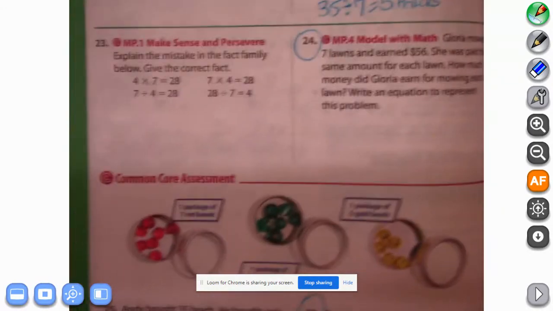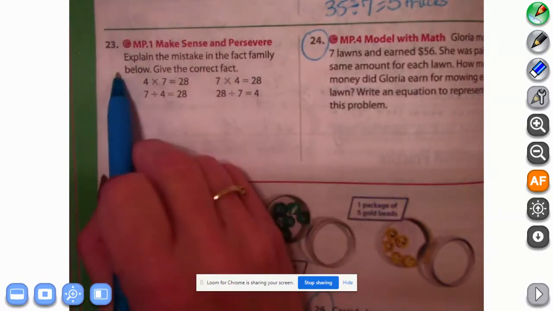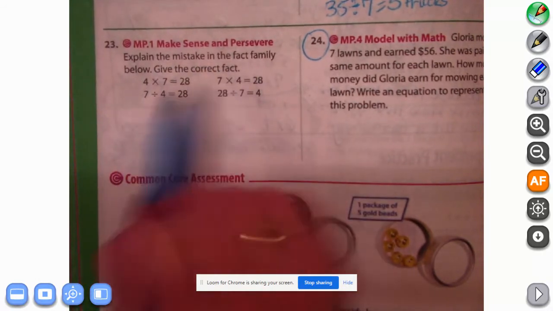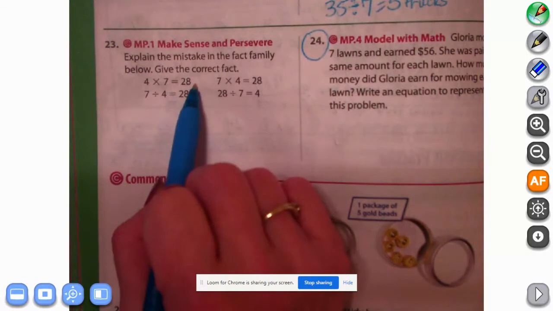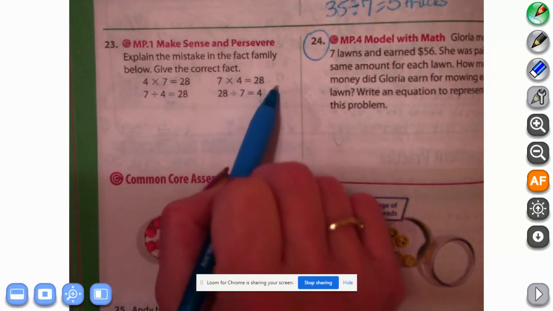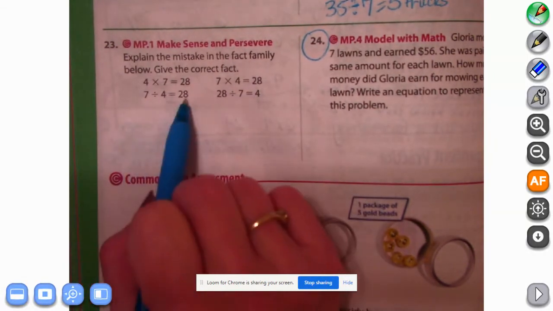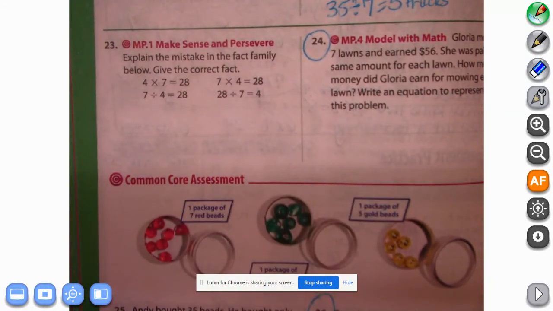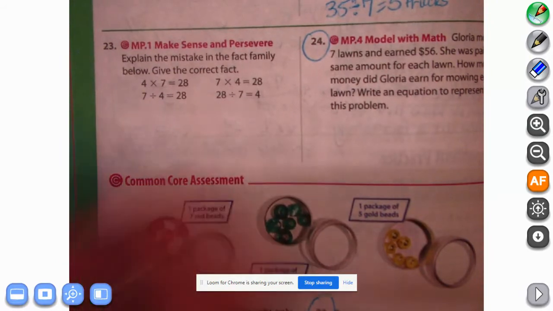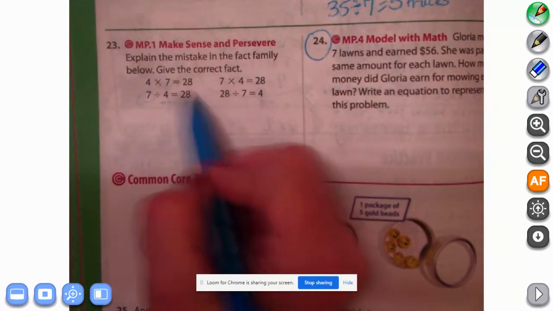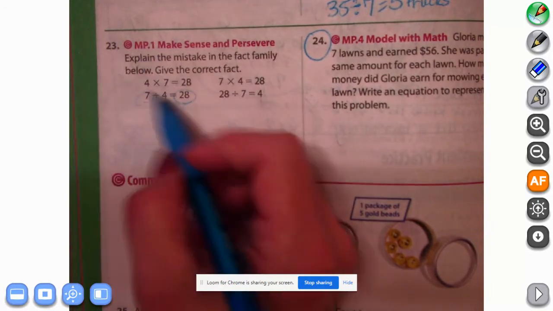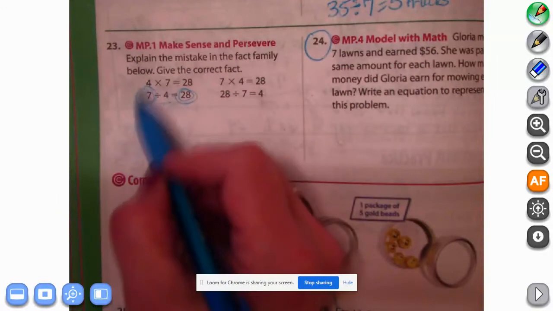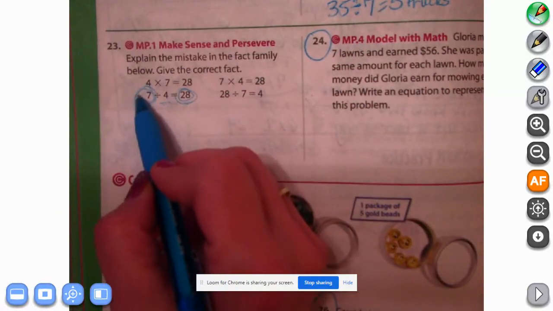Okay, before we go to 24, I just wanted to jog over here for 23. It says, explain the mistake in the fact family below. Give the correct fact. So we have 4 times 7 equals 28, and 7 times 4 equals 28. 7 divided by 4 equals 28, and 28 divided by 7 equals 4. What is wrong? Okay, we can't divide 7 by 4 and get this big of a number. We always need to have the bigger number at the beginning to divide. We need all the pieces we can get to divide. So that's why it wouldn't work.